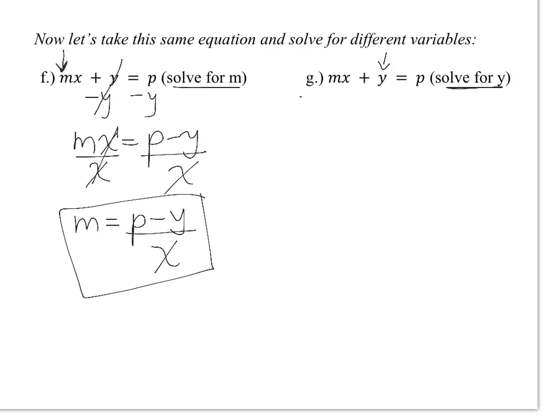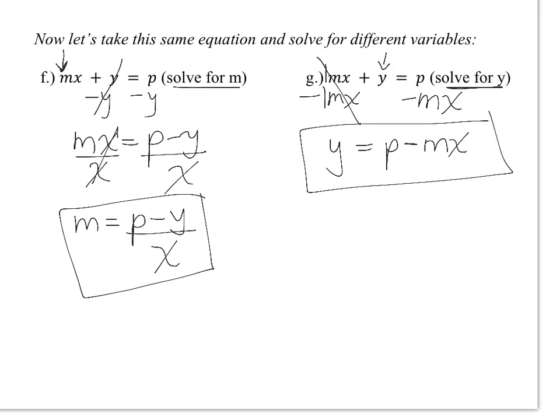So let's take the mx from one side of the equation to the other side by subtracting it. Now, again, think about this. Let's suppose that was like 1 mx minus 1 mx. That cancels out because they're like terms. The mx's will equal the same thing. So when you subtract them, they cancel out to give you 0. So you're left with y is equal to p minus mx. And that is your answer.